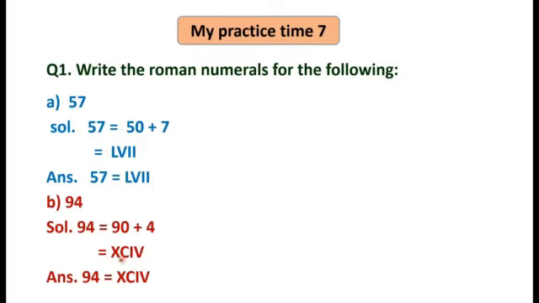Okay, as you know from the rule that whenever a smaller number is written first and then comes the bigger one, so the smaller one gets subtracted from the bigger one. So for 90 we have XC, and for 4 we have IV. Okay, so that is 5 minus 1. So we got the Roman numeral for 94 is XCIV.